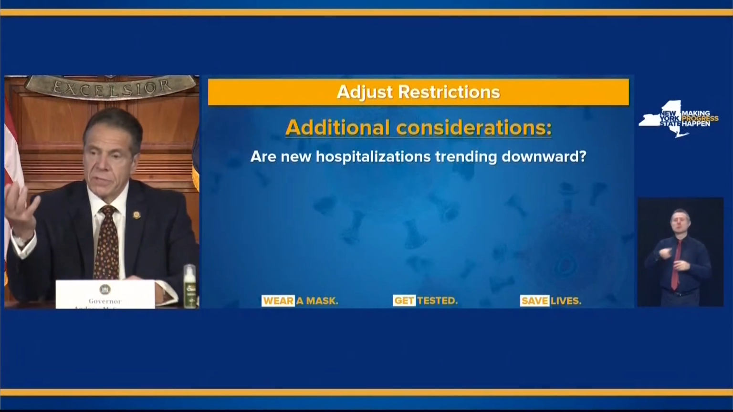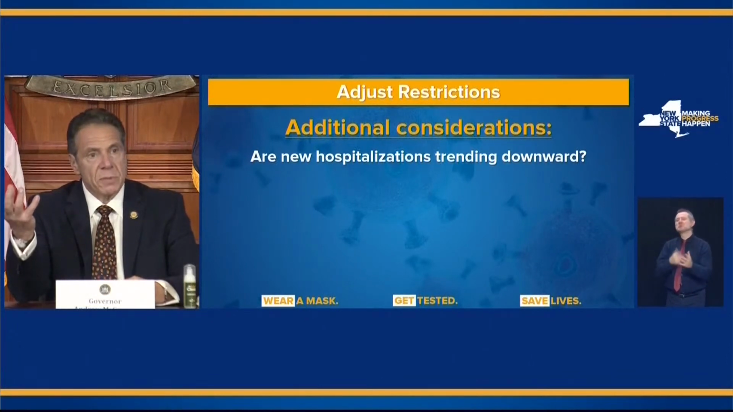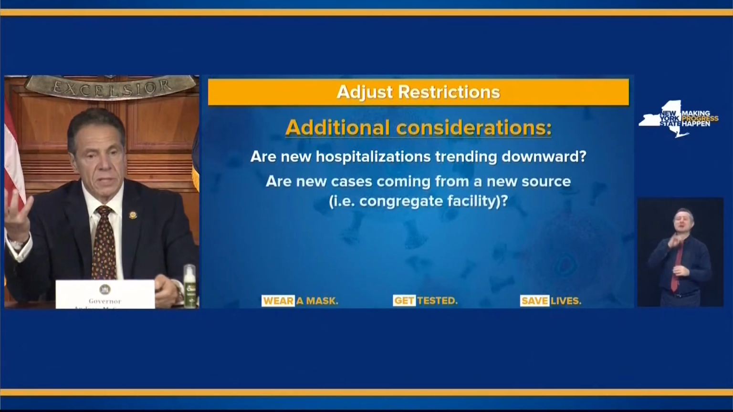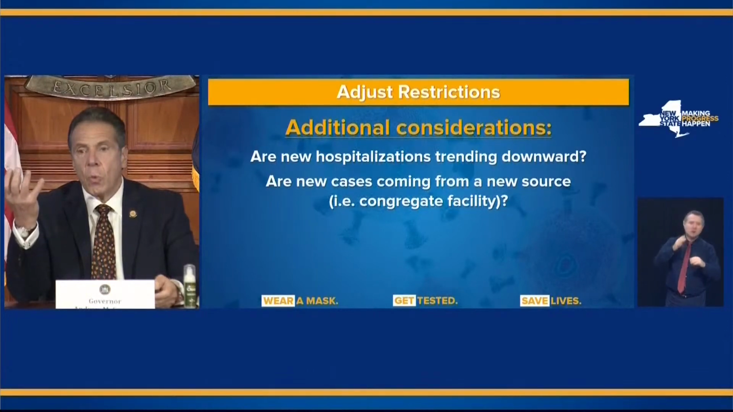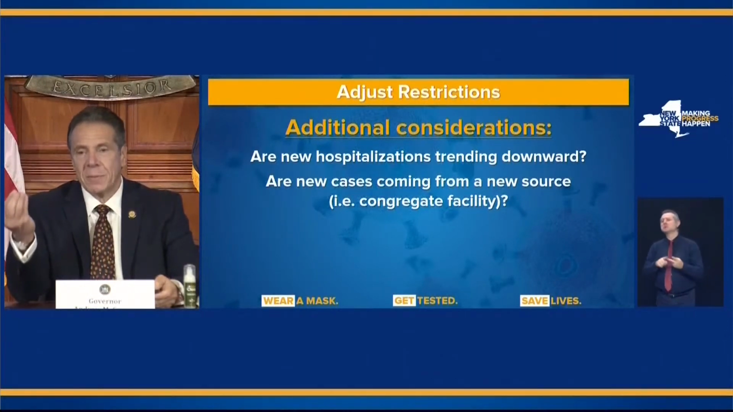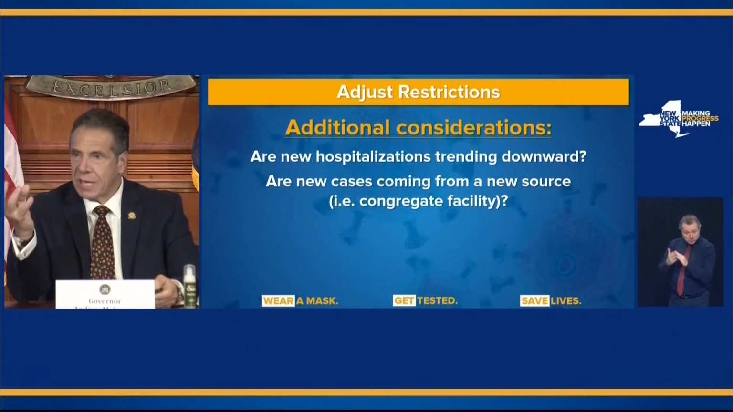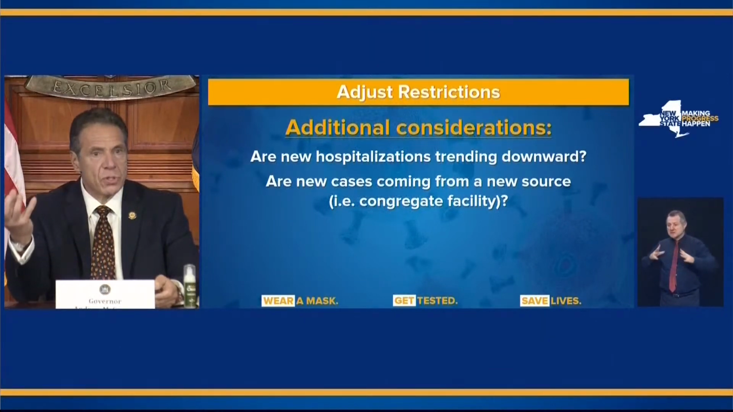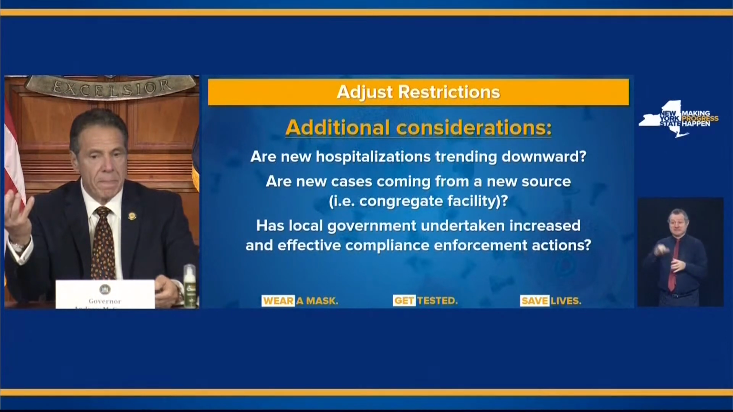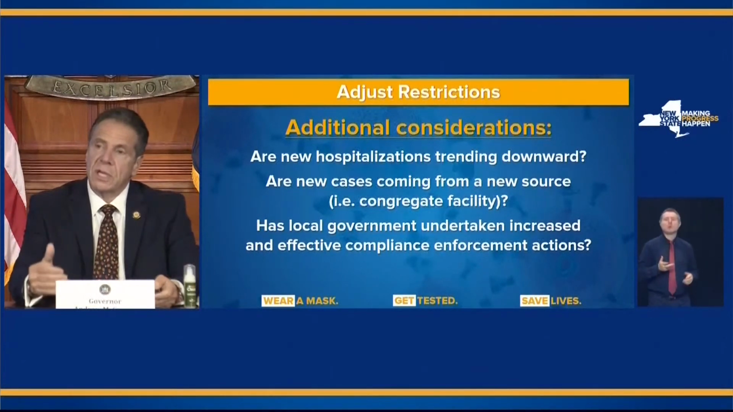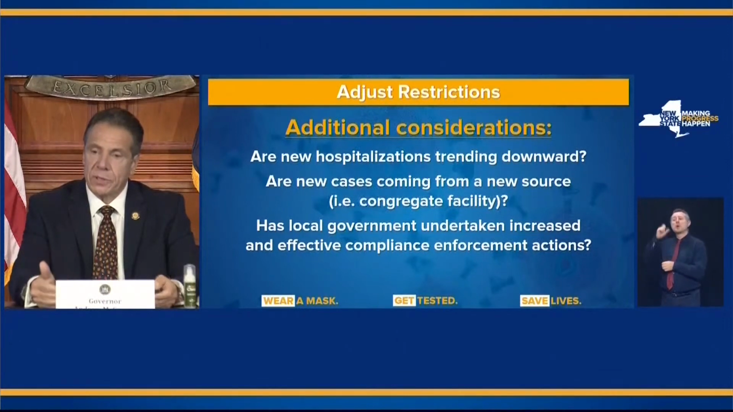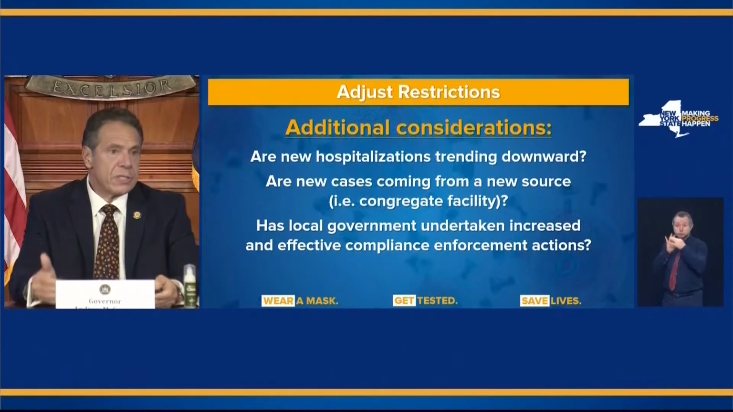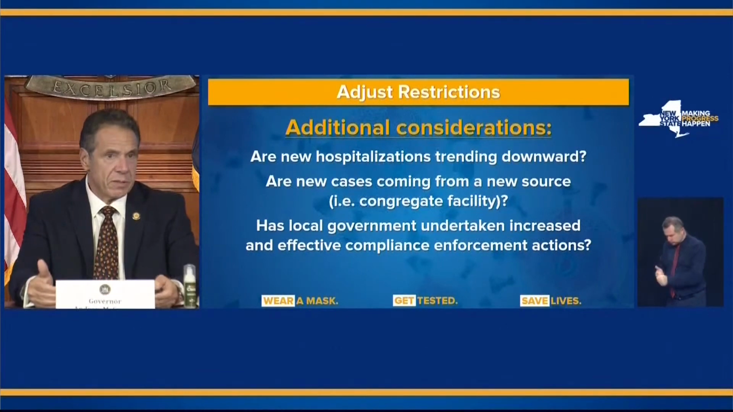Additional considerations. Now remember, you're talking about very small communities here. Look at the hospitalization numbers. Are the hospitalization numbers going up or down? Where are the cases coming from in that community? Is there a congregate facility that is starting the spread? Has the local government been cooperative in increasing compliance and enforcement?